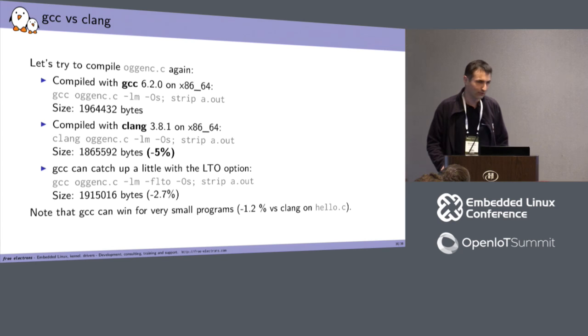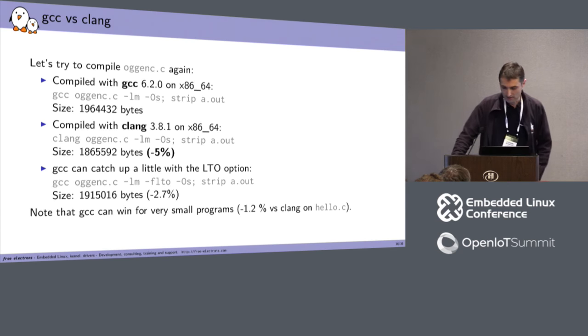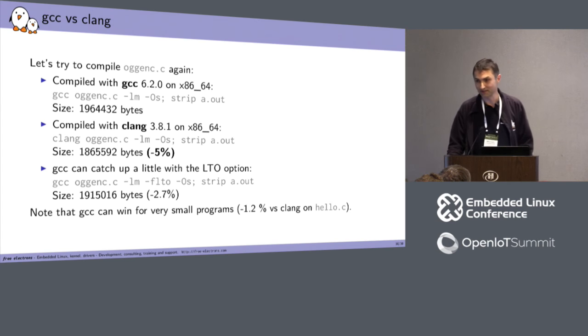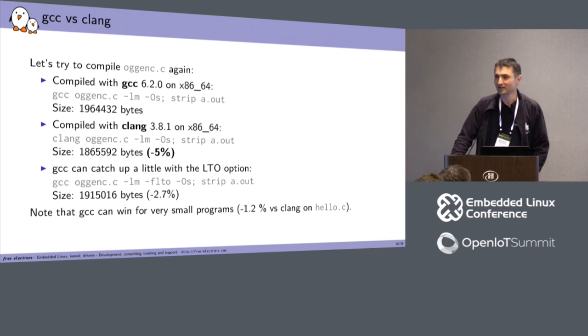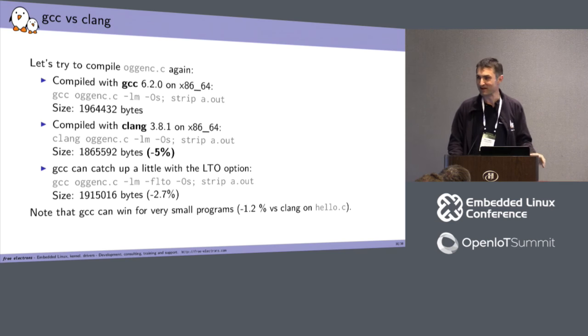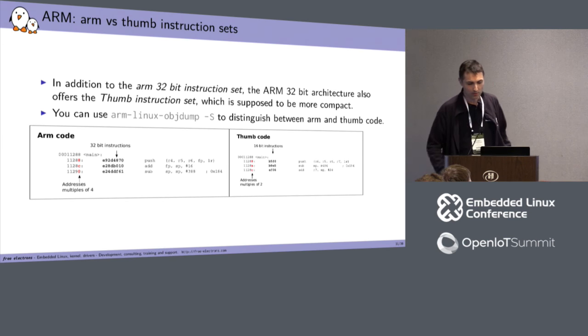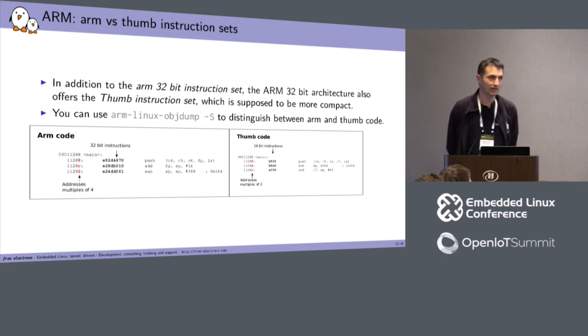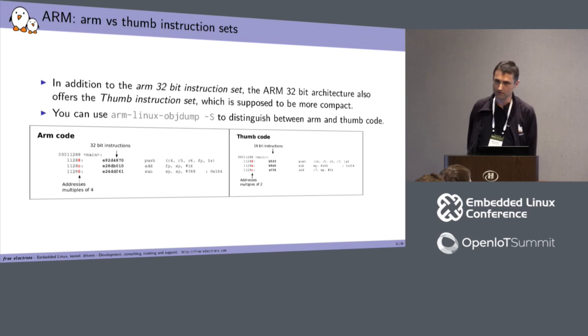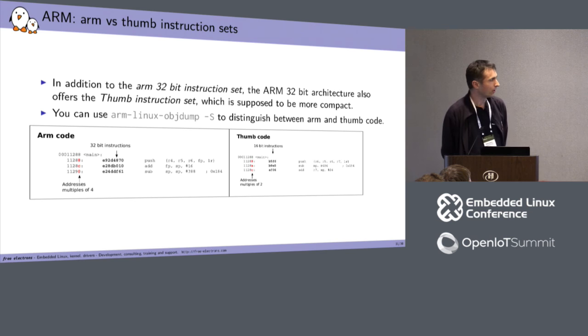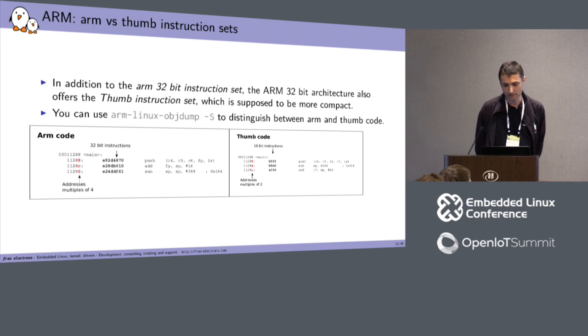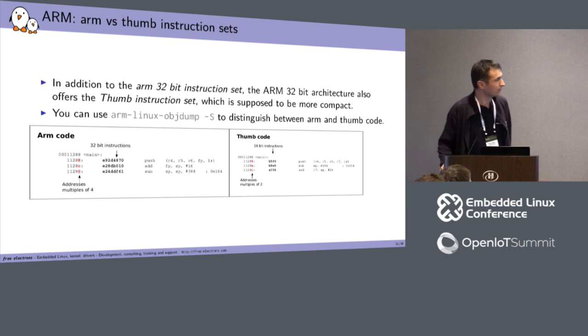GCC can still win though for very small programs, like hello.c. It is a little smaller, 1 to 2%, which isn't many bytes though, because it's a small program. You may also wonder on the ARM platform whether it's worth it to use Thumb2 on the latest processors, or the ARM instruction set. The ARM instruction set is 32-bit and Thumb2 is 16-bit.